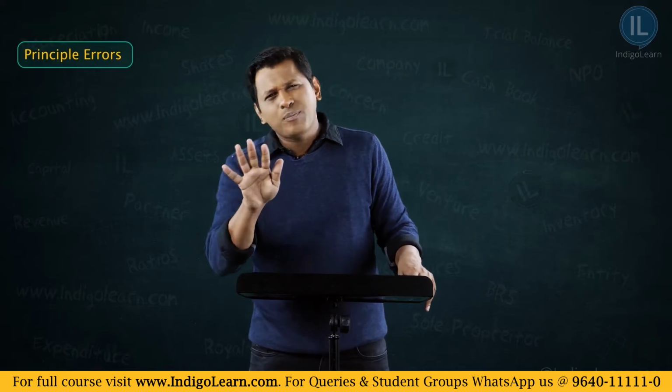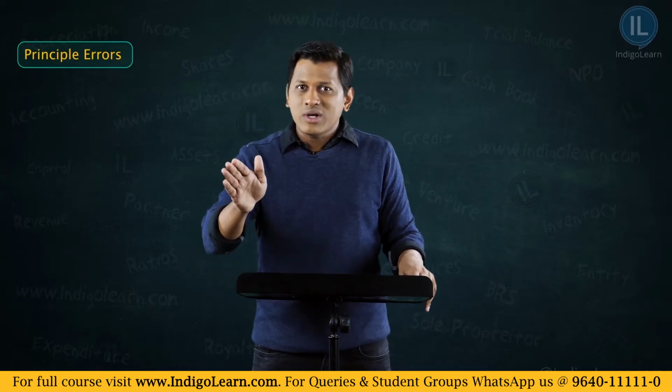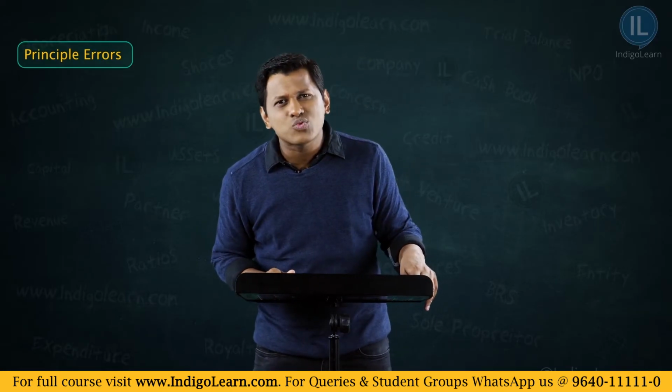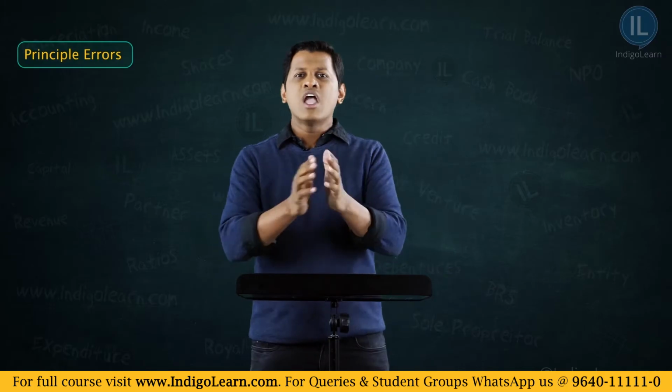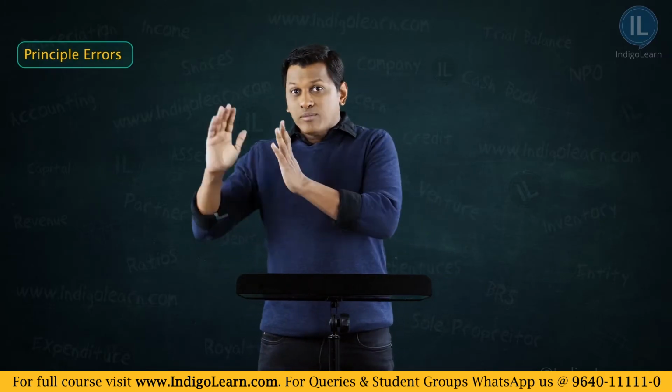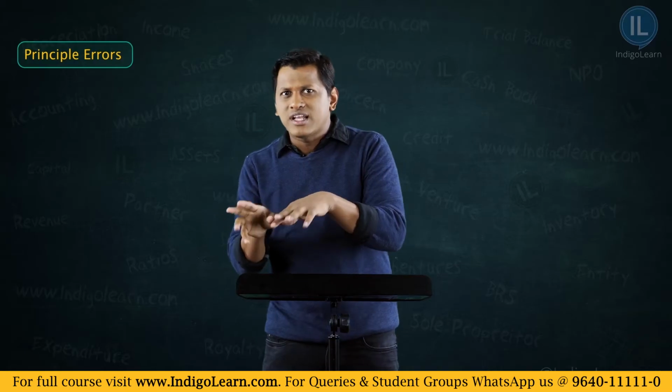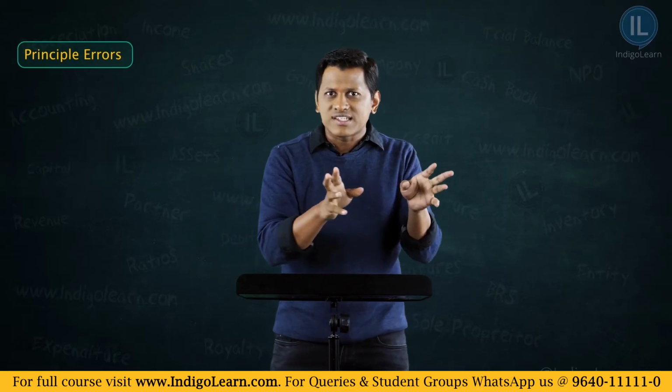What should have happened with the repairs and maintenance? They should have been charged off to P&L. Acha, charged off to P&L means what? Concentrate carefully, friends. Now, let us look at balance sheet and P&L, and then you will understand what is this principal error, what are these errors of omission, etc.